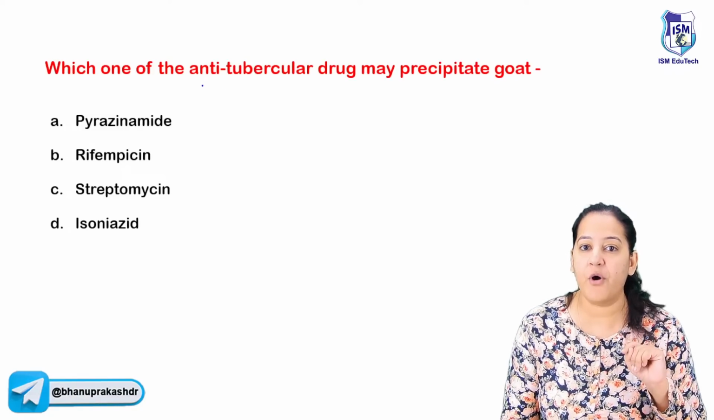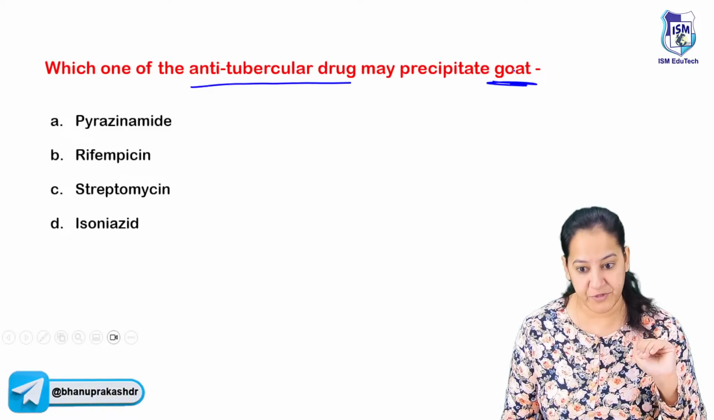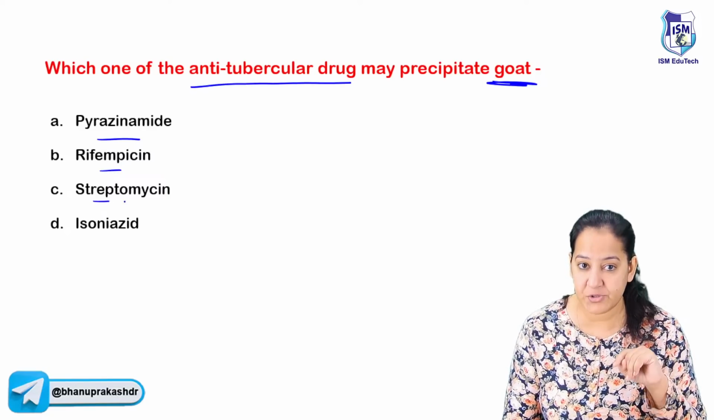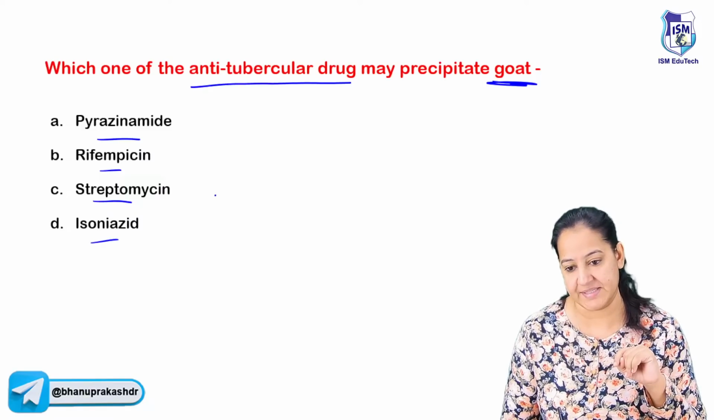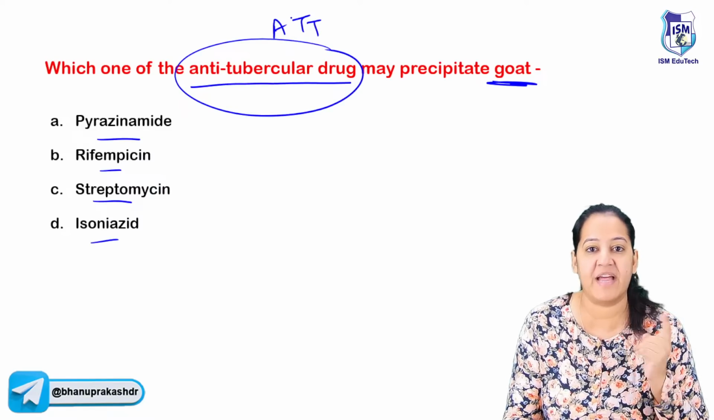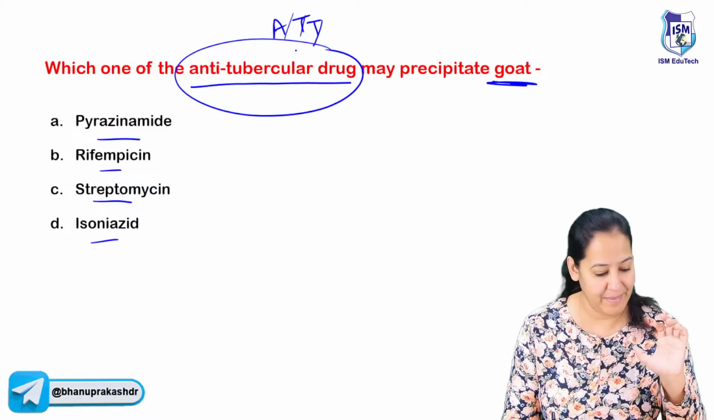Which of the following anti-tubercular drugs may precipitate gout? The four options are in front of you. Is it pyrazinamide? Is it rifampicin? Is it streptomycin? Or is it isoniazid? The question is from ATT, that is anti-tubercular treatment. ATT is a very important topic, so you usually get a question from ATT.